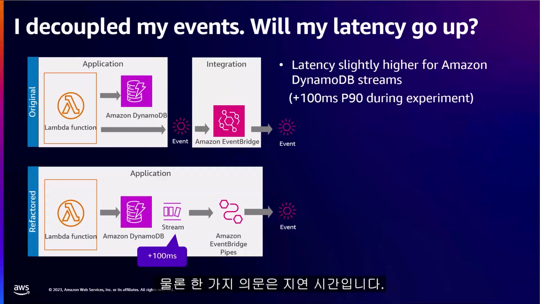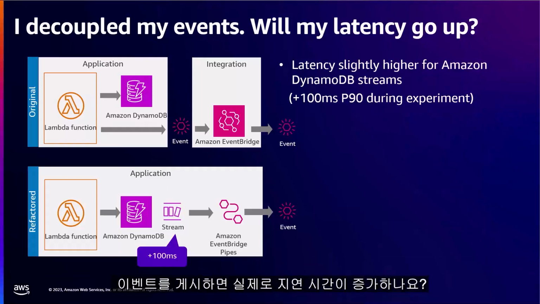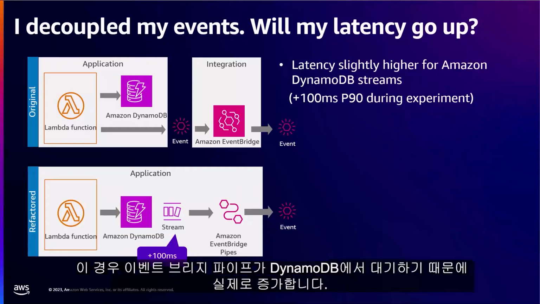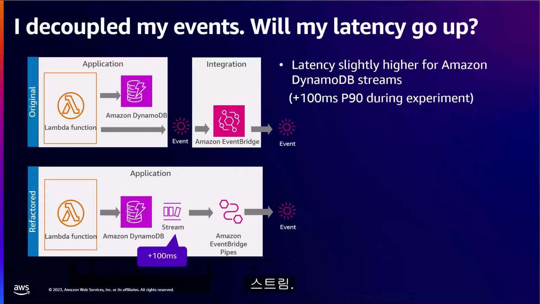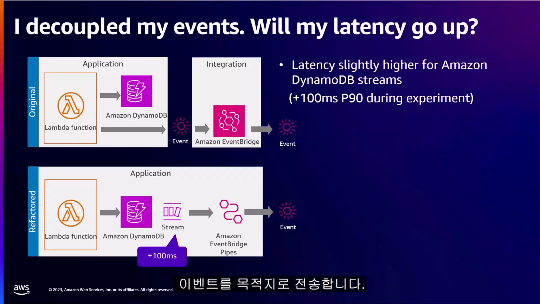But one question, of course, is latency. If I poll from my DynamoDB stream and then have EventBridge Pipes publish this event, does that actually increase my latency? In this case, it actually does, because EventBridge Pipes polls from the DynamoDB stream. You can configure this, you have timeouts and batch sizes, but ultimately there's another running part, so it takes slightly longer to publish that event to its destination.